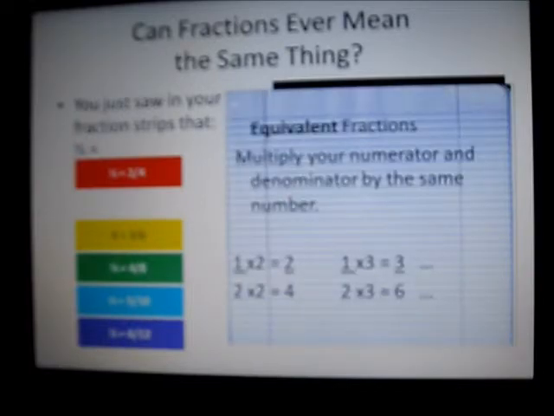Multiply your numerator and denominator by the same number to get an equivalent fraction that is larger. For 1/2, 1 times 2 equals 2, and 2 times 2 equals 4, giving 1/2 equal to 2/4. You can see the same, 1/2 times 3 equals 3/6, and so on.